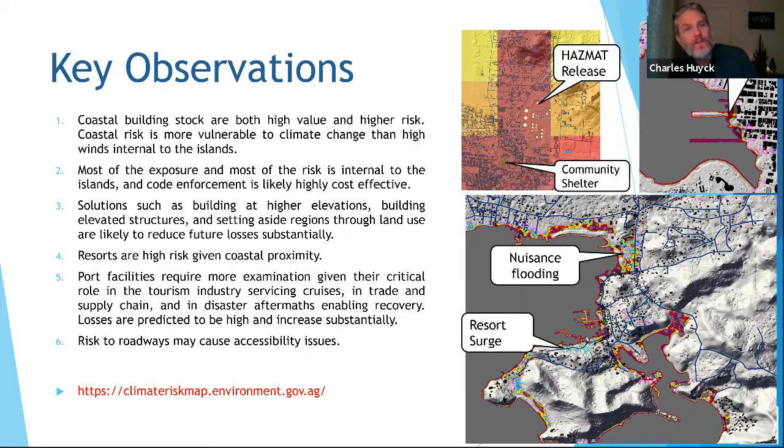Key observations from the analysis: the coastal properties were much more vulnerable as a percentage, and you've got a lot of resorts there, for example, but most of the loss was actually for the island as a whole. So you have to have a mixed mitigation strategy there: higher elevations, building higher, raising structures, building a little farther back from the beach. People have to go a little farther to the beach. It's not the end of the world, but it's highly cost effective.